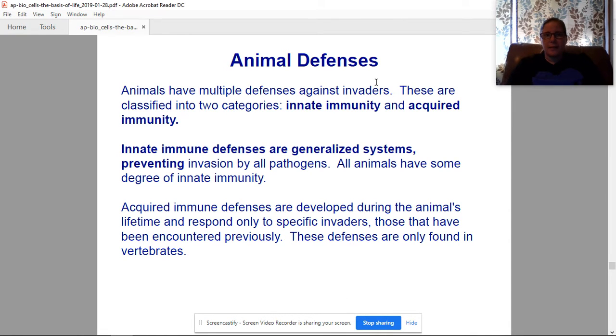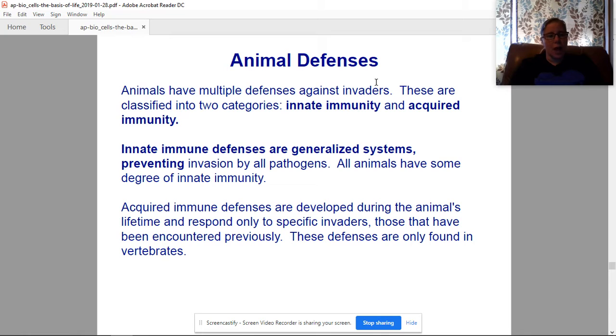All right, guys. So last time we left off with different ways that cells can actually protect themselves against these different viruses. Now let's talk about animal defense. So animals have multiple defenses against invaders. They are classified into two categories: innate immunity and acquired immunity.